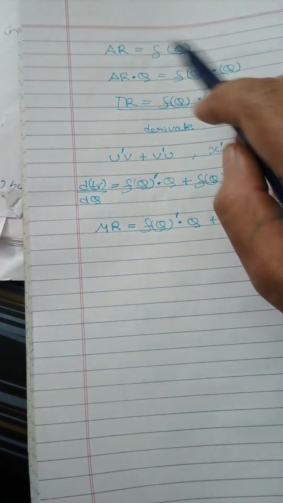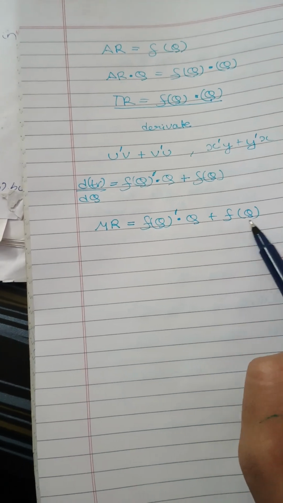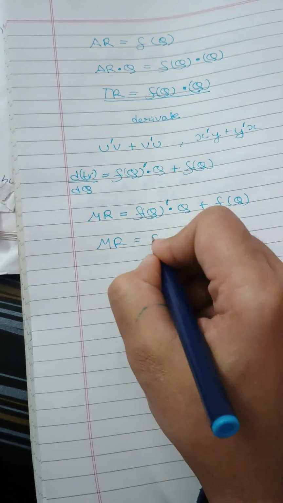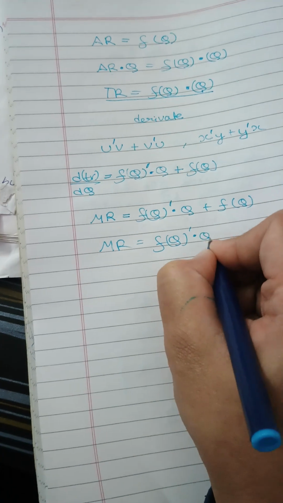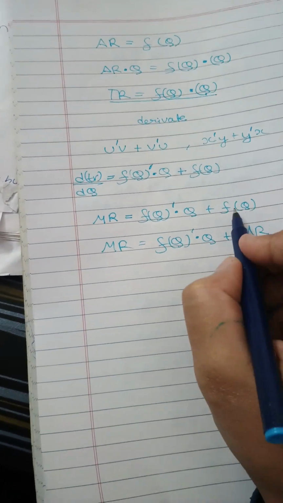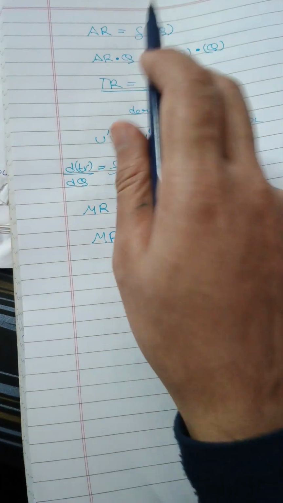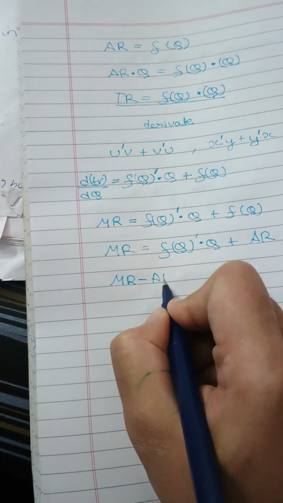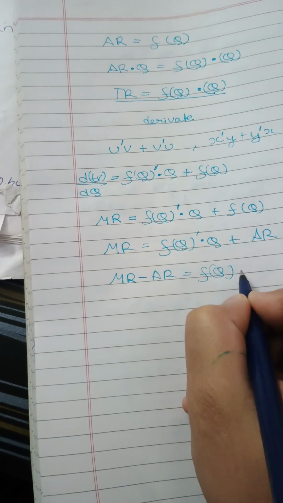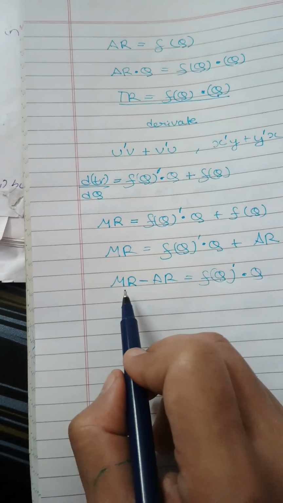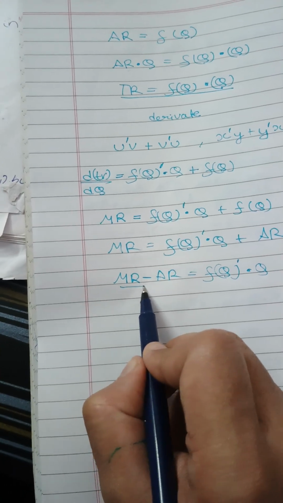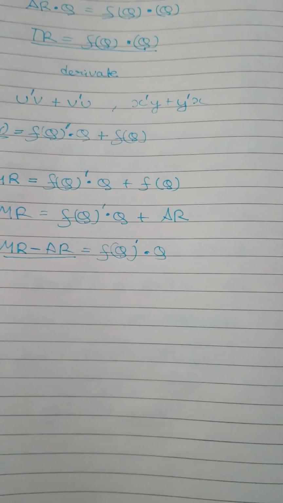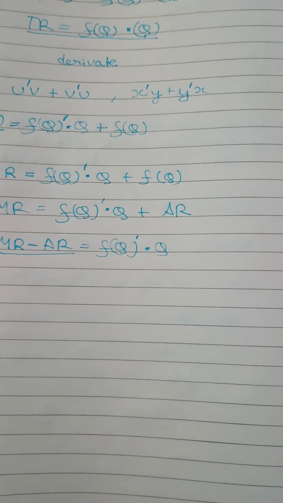Now look at this. Here AR is equal to F(Q). We get F(Q) here, so we will substitute it. So MR equals F(Q) dash dot Q plus AR, because AR is equal to F(Q). Now we will move the AR to the left hand side. MR minus AR equals F(Q) dash dot Q. So we can say that the difference of marginal revenue and average revenue is F(Q) dash dot Q.